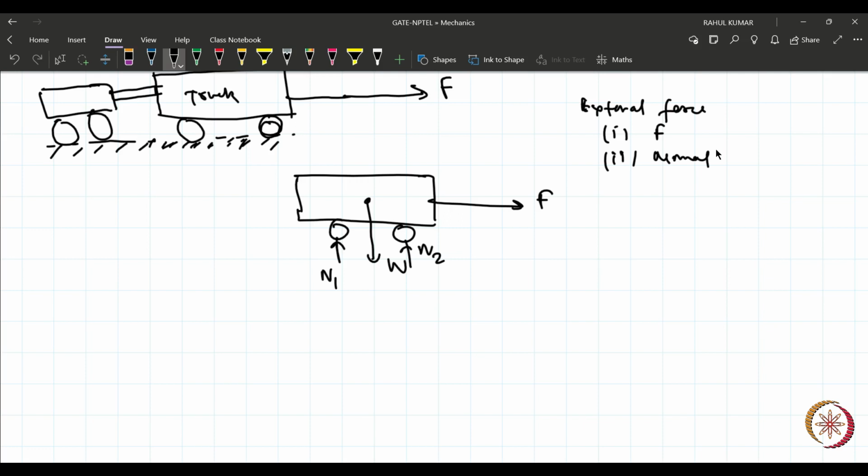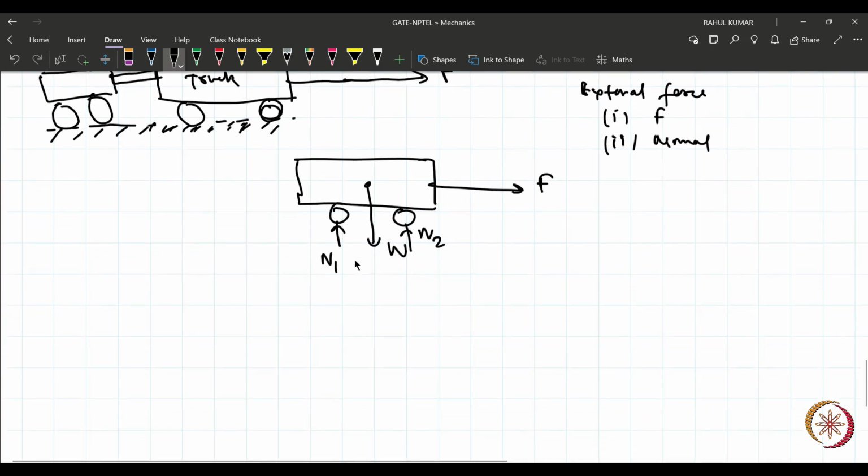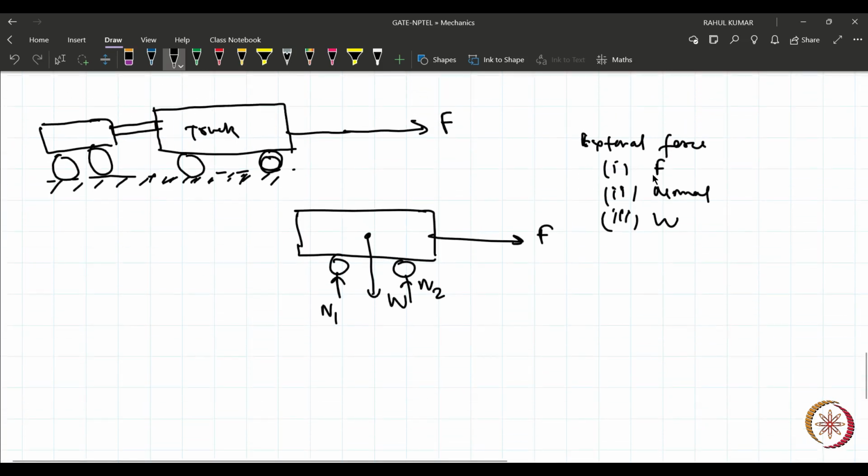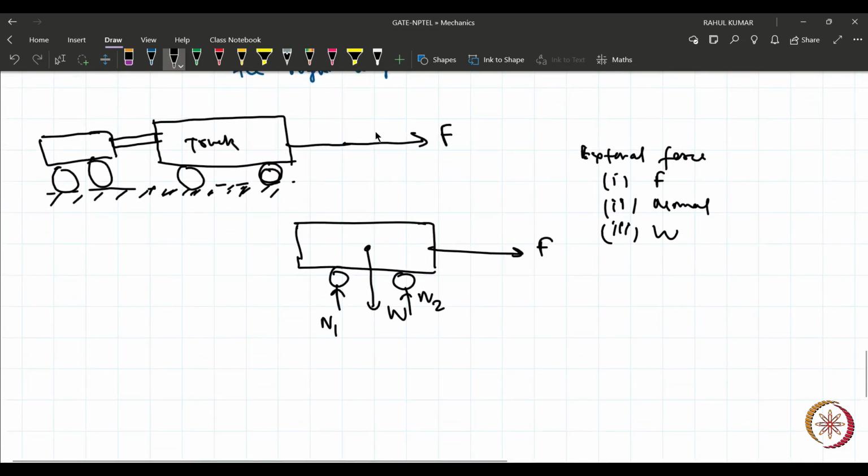If we consider just the truck as a system, then another external force is the weight of the body. Now you will ask why weight is an external force. That is actually an external force because Earth is pulling this externally. That's why the weight of the truck is also an external force. Now we will see what the situation is here.